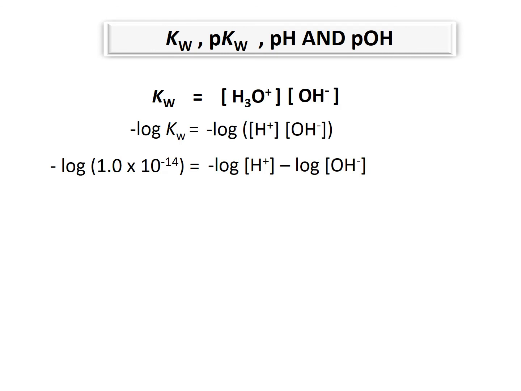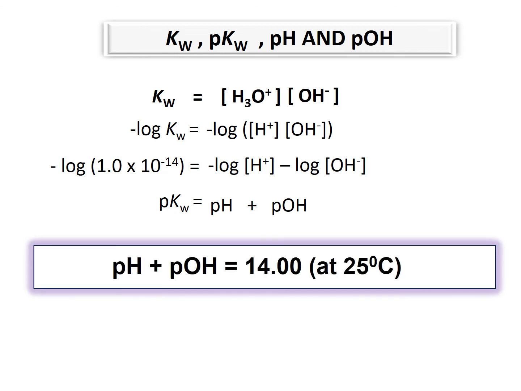Therefore, as negative log Kw equals pKw, negative log concentration of H plus equals pH and negative log concentration of OH negative is pOH, the following is obtained. Therefore, pH plus pOH equals 14 at 25 degrees Celsius. The relationship between pH and pOH equals 14.